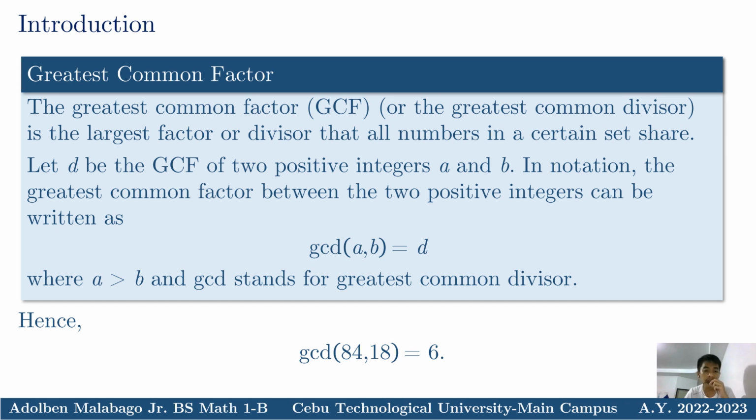And hence, from the example earlier, the GCD of 84 and 18 is 6. So in the following slides, you will encounter this notation GCD with the open and closed parentheses in getting the GCF or greatest common divisor of two given integers.